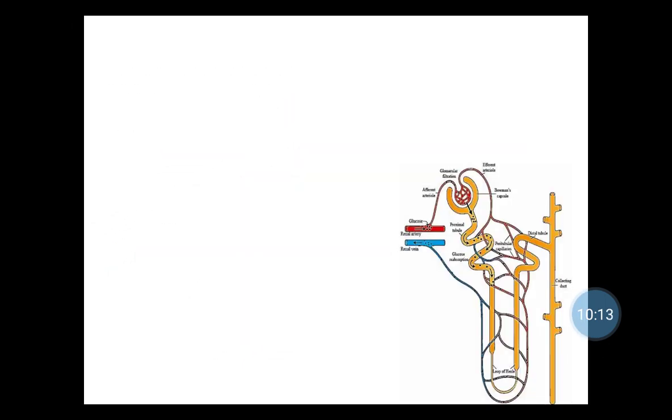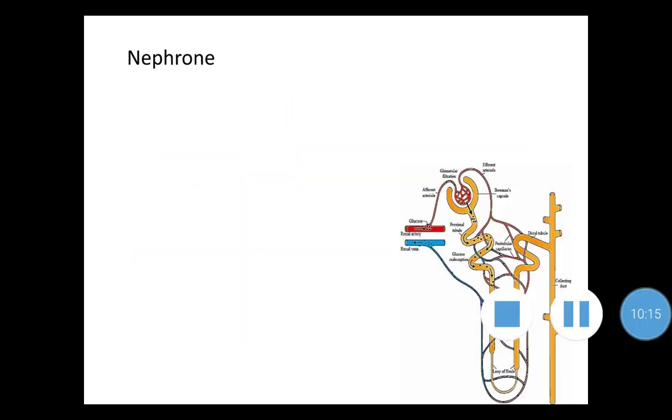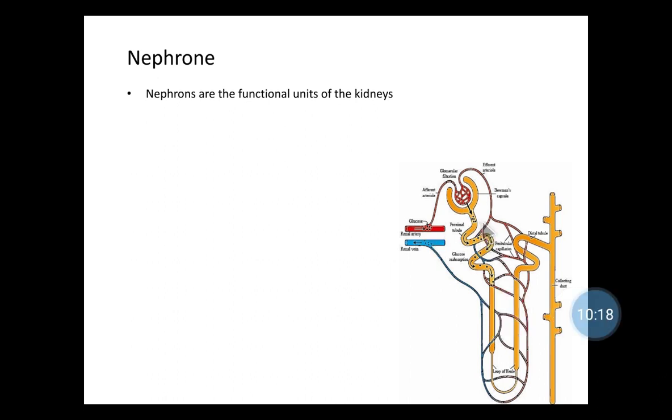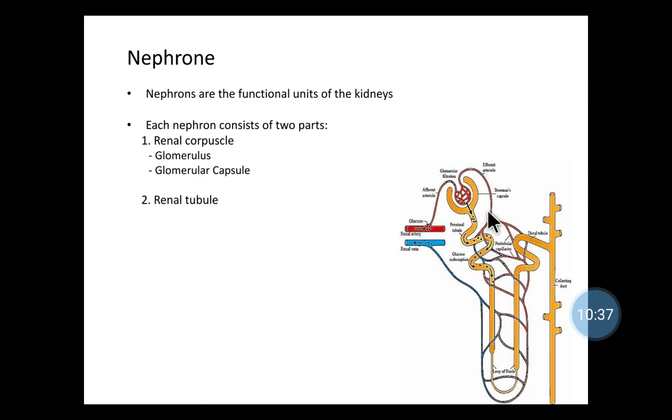Now we see the nephron. This is the diagram of a nephron. Nephrons are the functional unit of the kidneys. Each nephron consists of two parts. First is the renal corpuscle and then a renal tubule. This is the renal corpuscle and all the rest is called the renal tubule. The renal corpuscle contains the glomerulus and glomerular capsule. We see the glomerulus, it is the capillary network of the arteries. Then the glomerular capsule, here the filtration occurs.